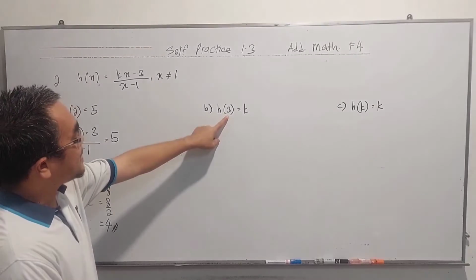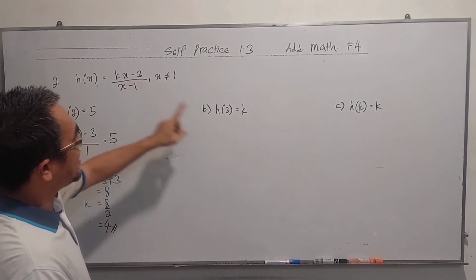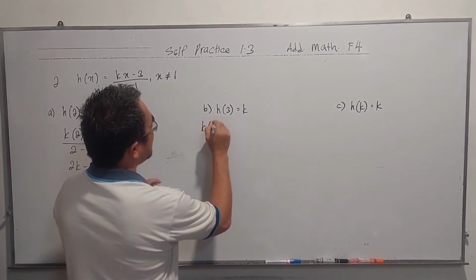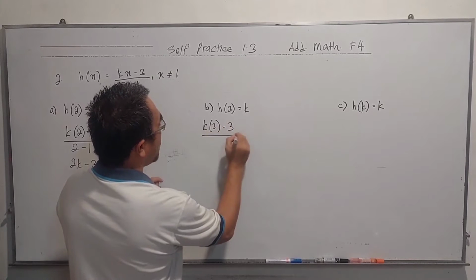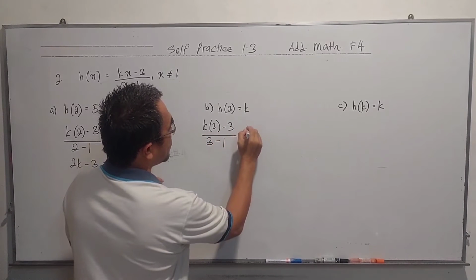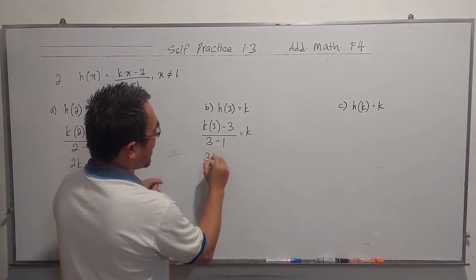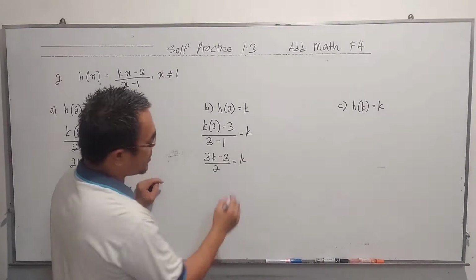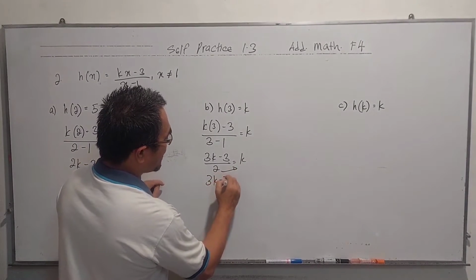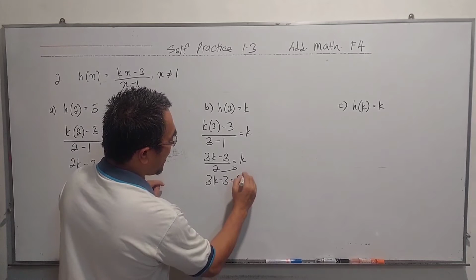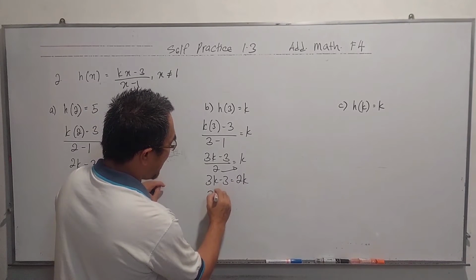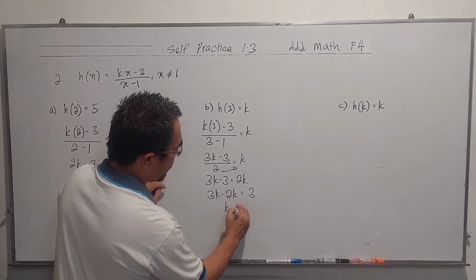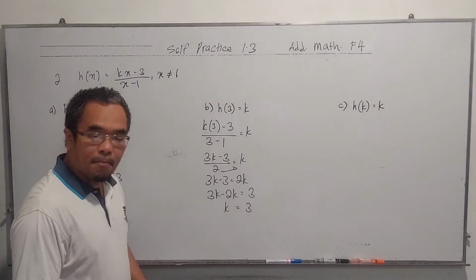Similarly, 3 takes the position of x, and then the image is k. So you have to say k times 3 minus 3 over 3 minus 1 equals k. You simplify, you get 3k minus 3 over 2 equals k. Then cross multiply. So 3k minus 3 equals 2k. And then 3k minus 2k equals 3. And the value of k will be 3, because 3k minus k.